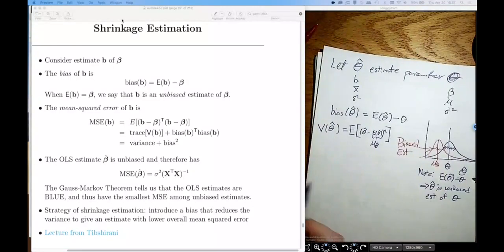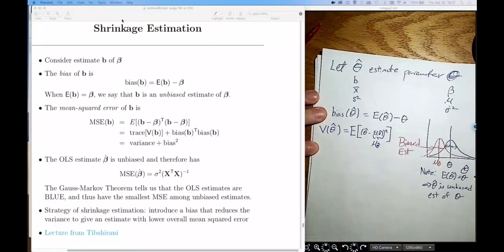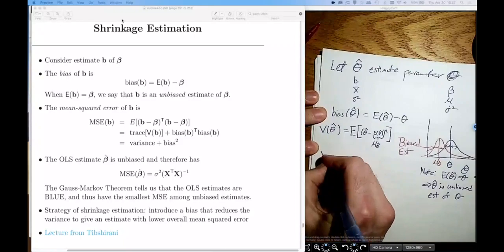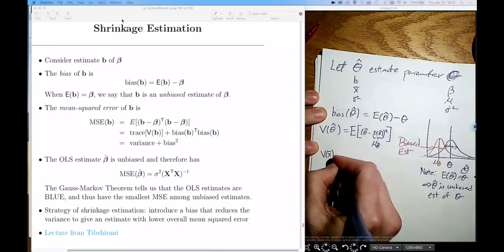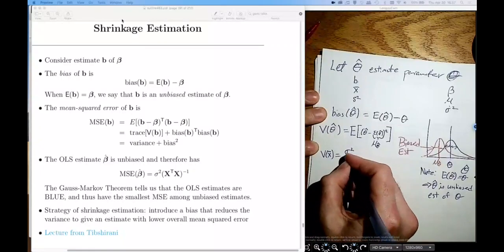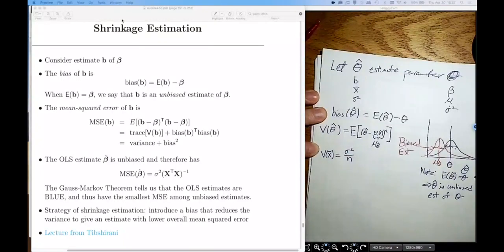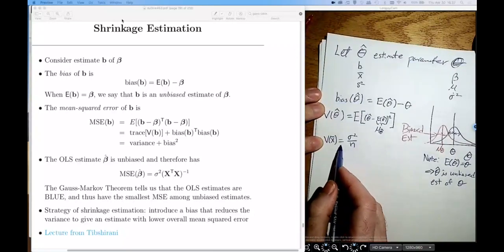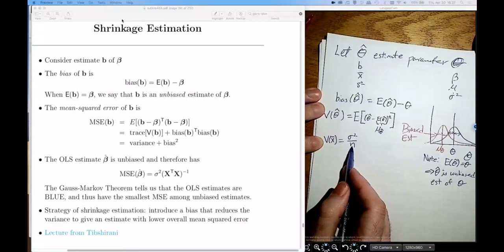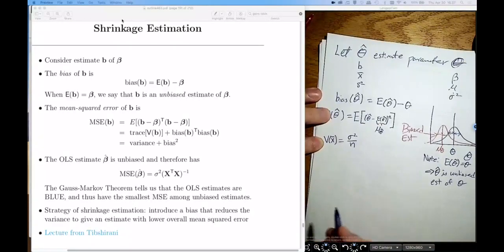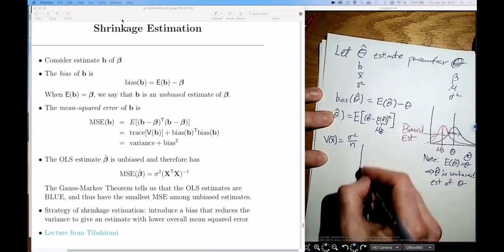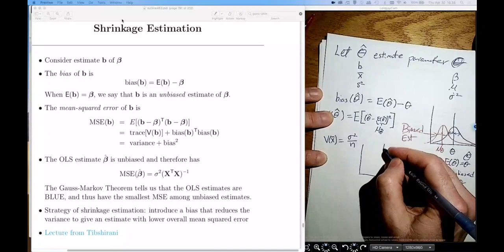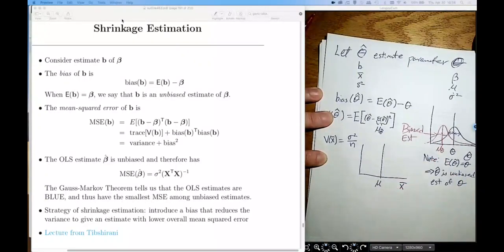Let me remind you of a very famous result. In the case of x bar, we know that the variance of x bar, a very famous formula, is sigma squared over n. If I estimate a mean, and as I increase n, the variance of the sampling distribution is going to improve. Let me draw that for a second. Here's the sampling distribution of x bar, and x bar we know is unbiased, so the mean is mu.